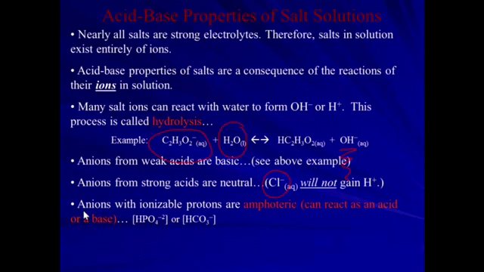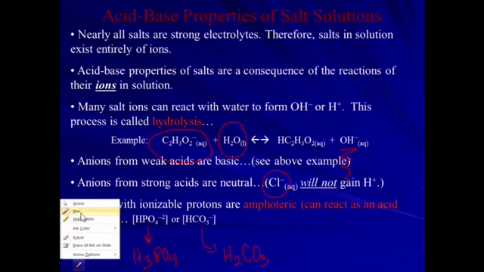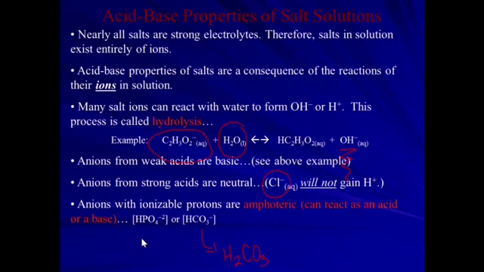Anions with ionizable protons are what we call amphoteric. They can react as an acid or a base, but this is very rare. So here is a conjugate base from a polyprotic acid. You can see the negative 2 charge, so this probably came from H3PO4, and this one right here probably came from H2CO3. So with these particular ions, there are tricks, and usually it has to involve the use of the Kb and the Ka values of these conjugate bases to figure out what they will do.